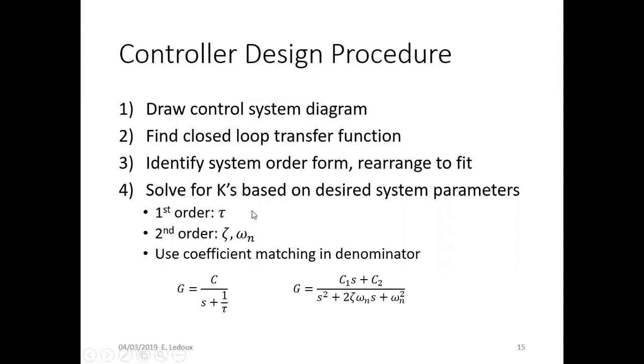C is not going to necessarily equal K, but it'll be in this form, and you'll see once you actually rearrange the stuff in the problem how to get K. And so in the denominator, you're going to use coefficient matching. That means you want the coefficient of the S squared term, or the highest order S term, to be 1. So you'll have to rearrange your transfer function so that happens. And then you can match the S coefficient and then the constant coefficient and solve out for KP and KD.